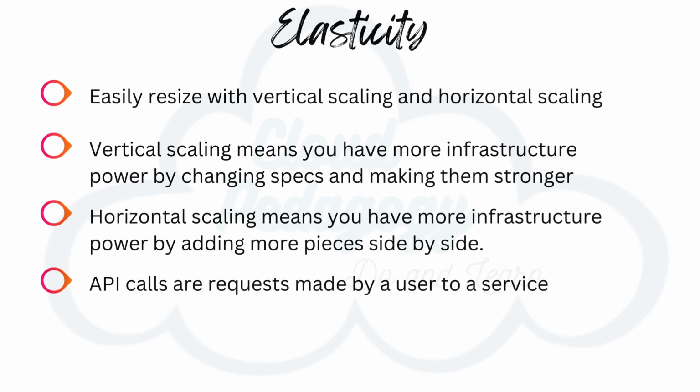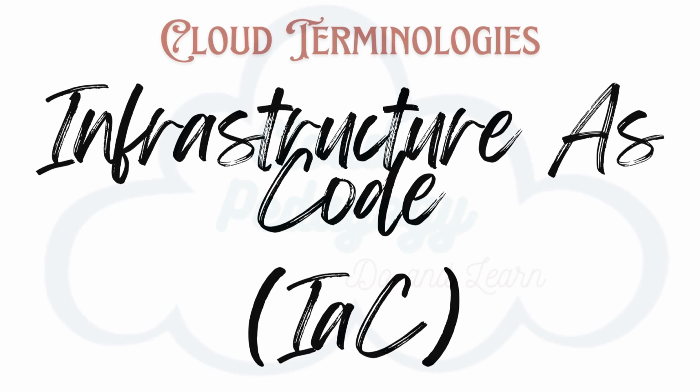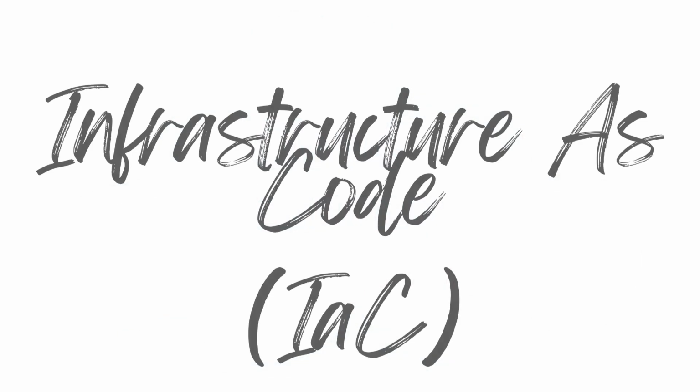API calls are requests made by a user to a service. In the AWS cloud, it can be done through the AWS Management Console or programmatically also. If you are creating an automation service or want to interact with infrastructure via code, you can use both. Speaking about interacting with infrastructure via code, here goes another term. Again, you may encounter the term IaC, that means infrastructure as code.